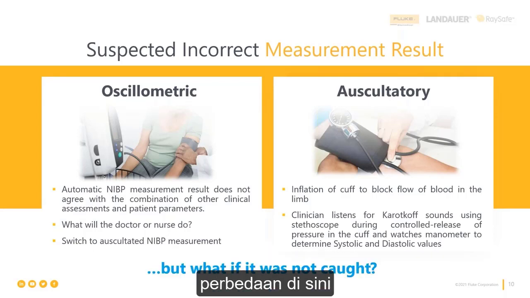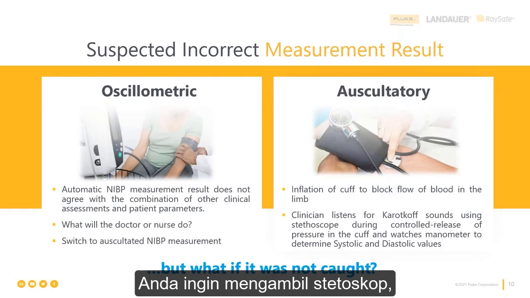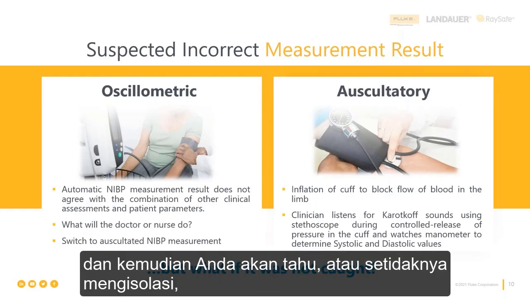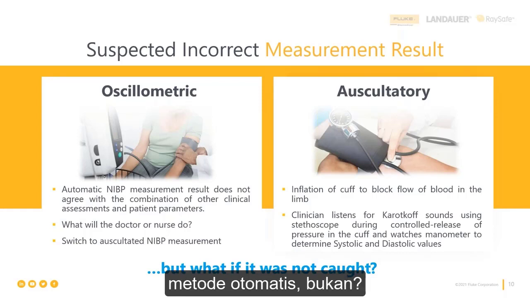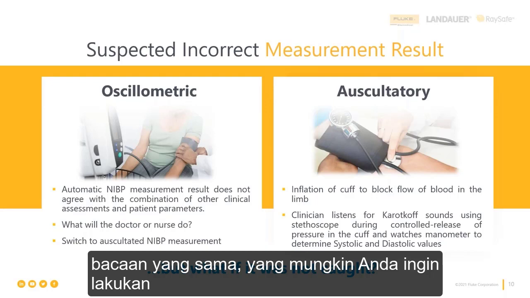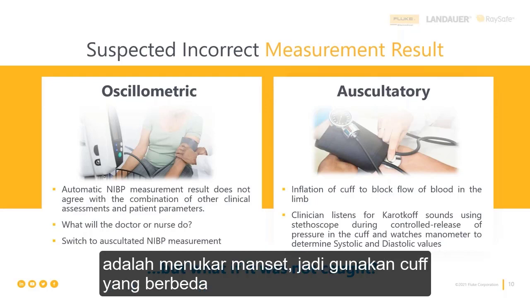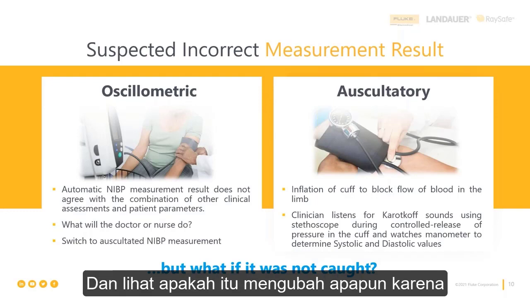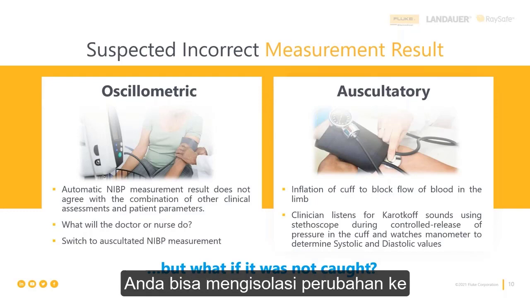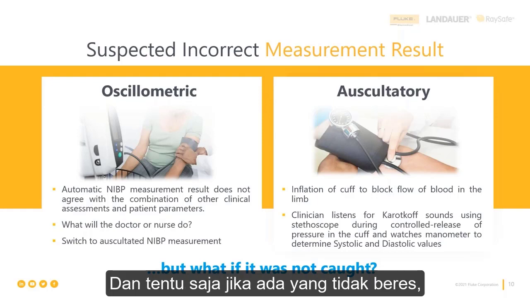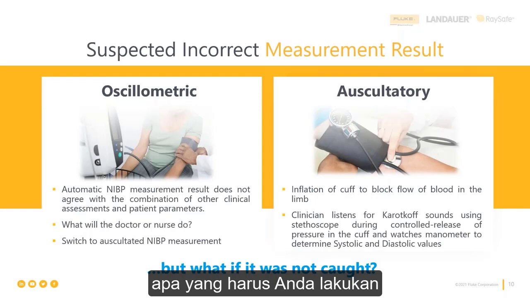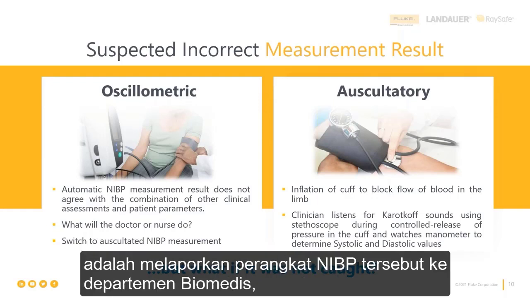Troubleshooting, right? If there's a difference, you want to take out the stethoscope, listen, and see if there's a difference, and then you'll at least isolate the error to the cuff, the automated method. If you're getting the same reading, you might want to switch cuffs, so use a different cuff on the same arm for that patient and see if that changes anything, because then you could isolate the change to the cuff. So basic troubleshooting occurs here, but you want to make sure that patient gets the right reading. And of course, if anything goes wrong, you should report that NIBP device to Biomed.